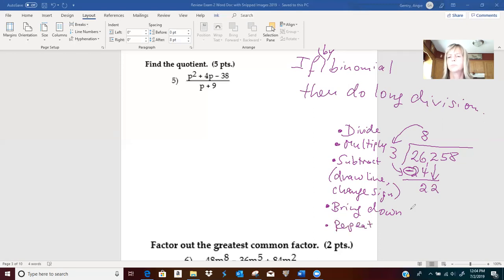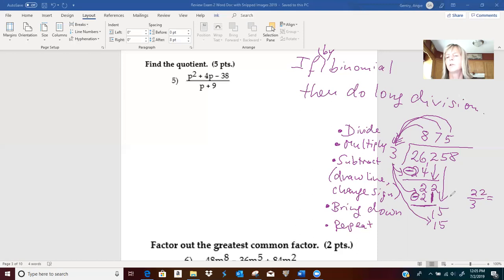People get weirdly confused here, but really you just repeat. You're technically asking, 3 goes into 22, how many times? And it's not a clean fraction. Well, 7 times 3 is 21. Then you draw your line, change your sign. And then you get a 1, and then you bring down that 5. Once you bring 1 down, you start over. So then you say 3 goes into 15, how many times? 5. 5 times 3 is 15.